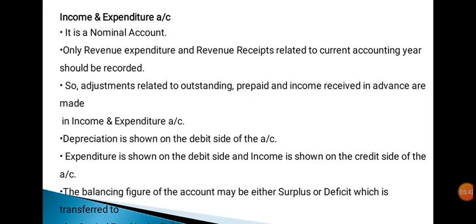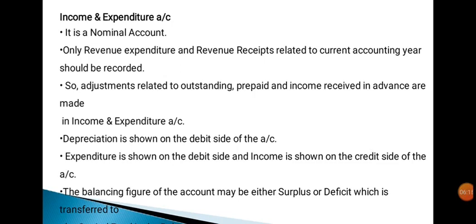So, adjustments related to outstanding, prepaid and income received in advance are made in income and expenditure account. Depreciation is shown on the debit side of the account. Expenditure is shown on the debit side and income is shown on the credit side of the account. The balancing figure of the account may be either surplus or deficit, which is transferred to the balance sheet.